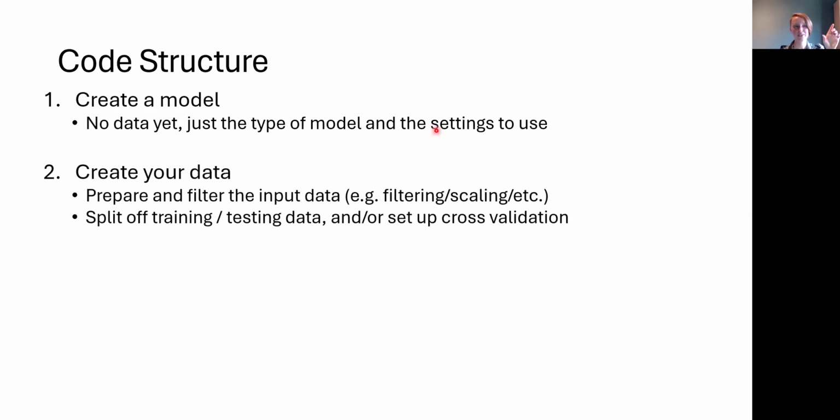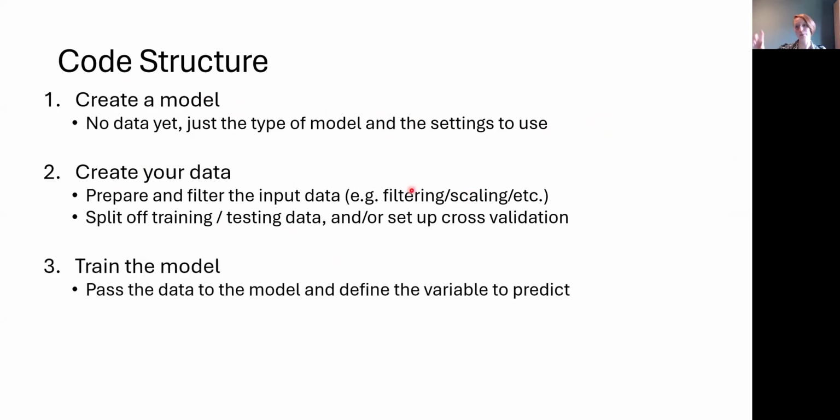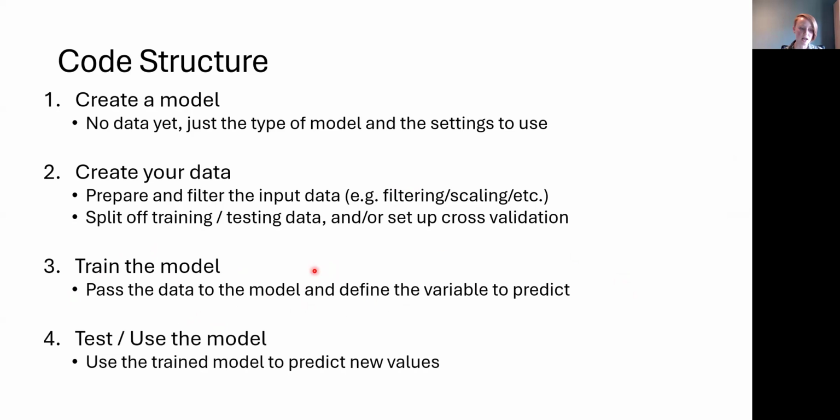Then you separately create your data. So filter it and prepare it in whatever way you need to. So do your filtering and scaling and normalization in whatever way, extract any features, things like that, and then split off training and testing data and set up any cross-validation that you might wish. Then you combine your model and your data to train your model. So you pass your data into the model and define the variable that you want to predict at this point too. And then you can use your trained model to test and use the model on new data types.